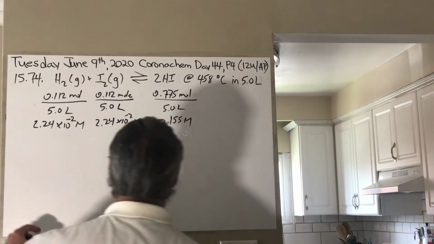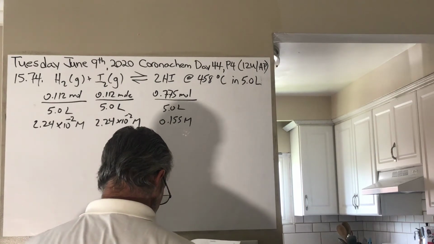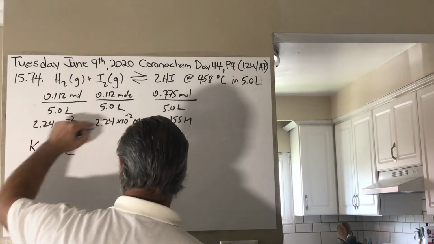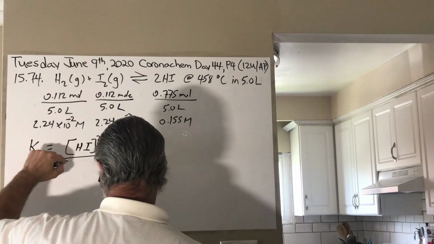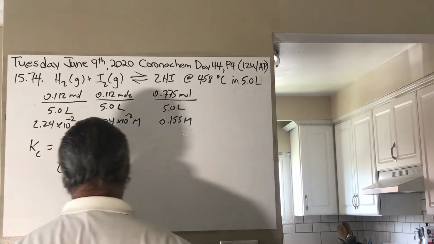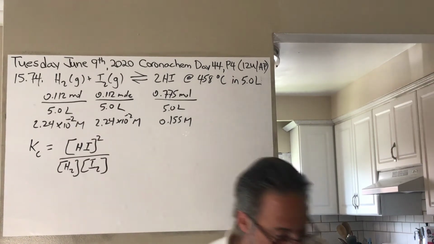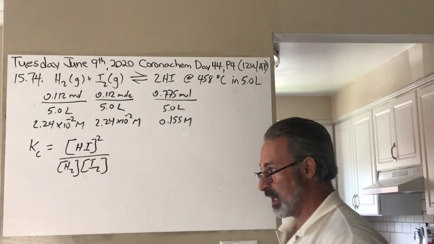Well, let's first of all find out what Kc is. It's going to be equal to the hydrogen iodide concentration squared over the concentration of hydrogen times iodine. So that we're going to find out at equilibrium. We're assuming this is at equilibrium before we start adding anything to it, because we're going to add something to it after.